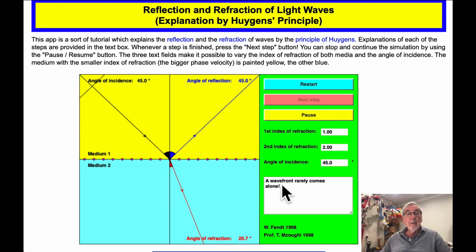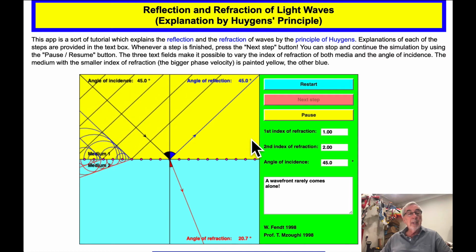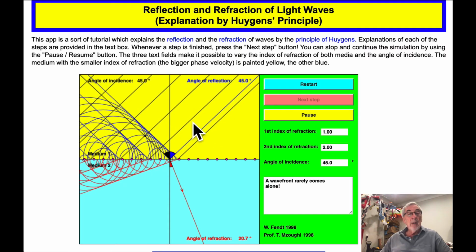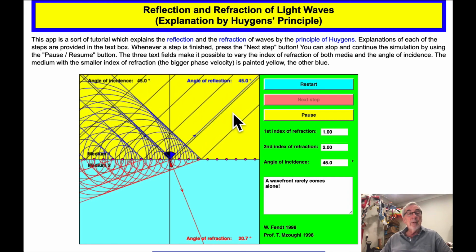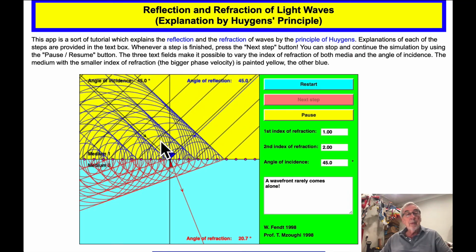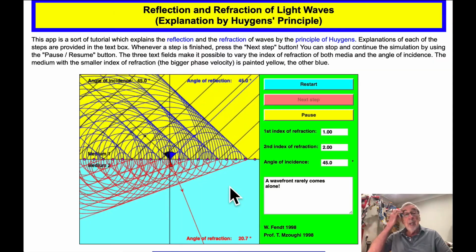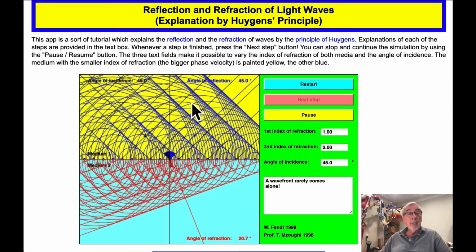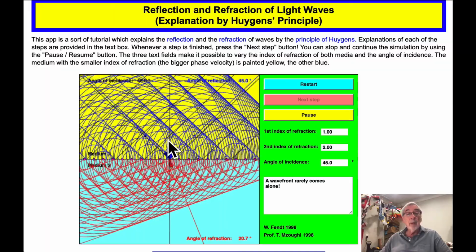A wavefront rarely comes alone. Ta-da! So now we're Steven Spielberg for Huygens principle. We're putting in all of the incident waves. It's going to get complicated, but it's going to get prettier too in a weird sort of way. Now instead of just looking at the first of that wave train, there's a continuous wave train coming in, and it goes out this way. And you can see each individual wavelet coming along there.